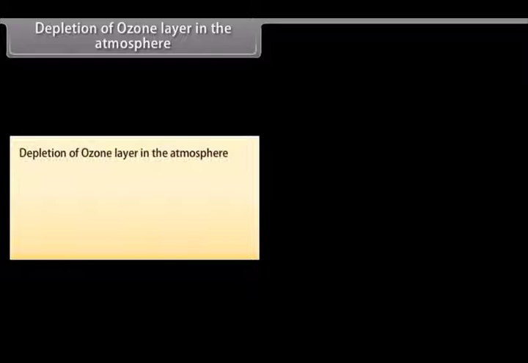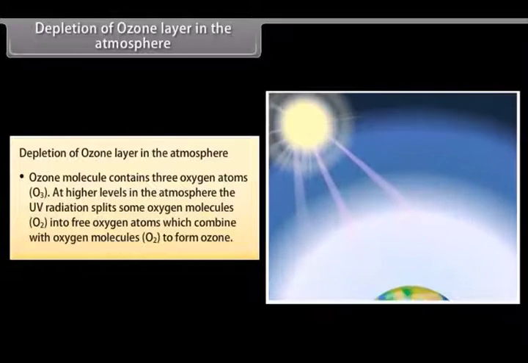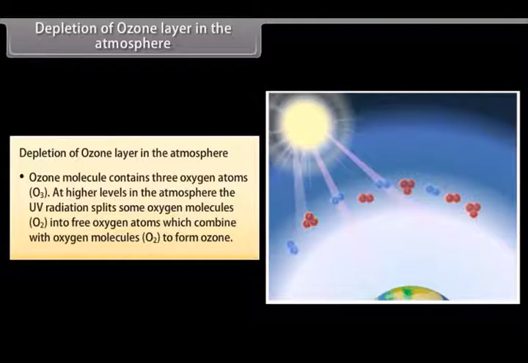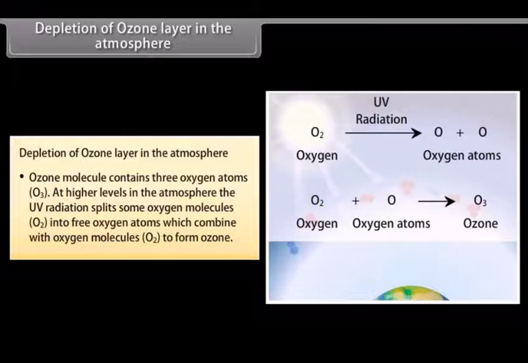Depletion of ozone layer in the atmosphere. Ozone molecule contains 3 oxygen atoms, O3. At higher levels in the atmosphere, the UV radiation splits some oxygen molecules, O2, into free oxygen atoms, which combine with oxygen molecules O2 to form ozone.